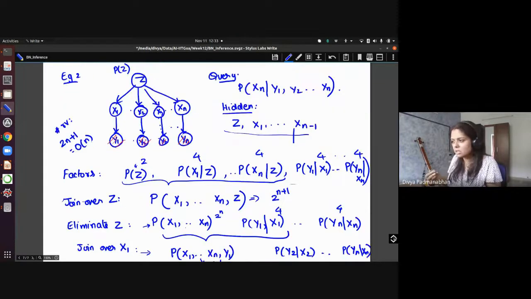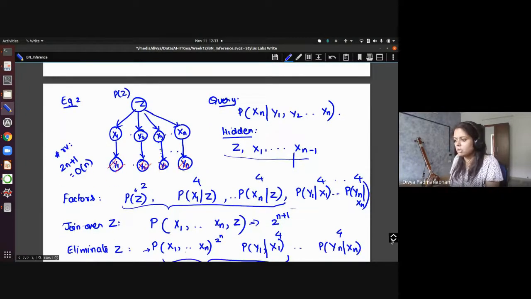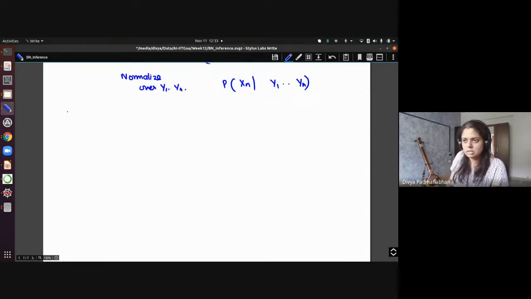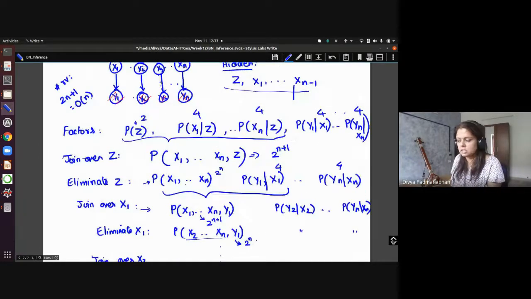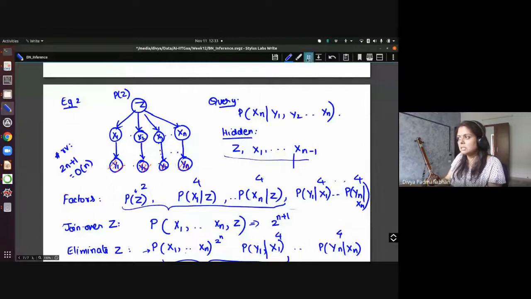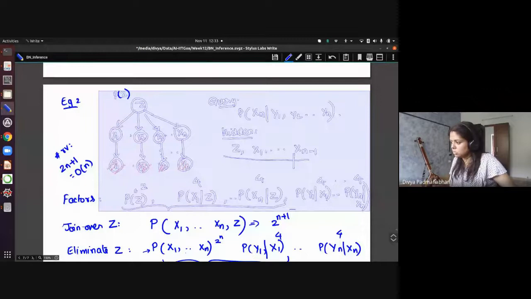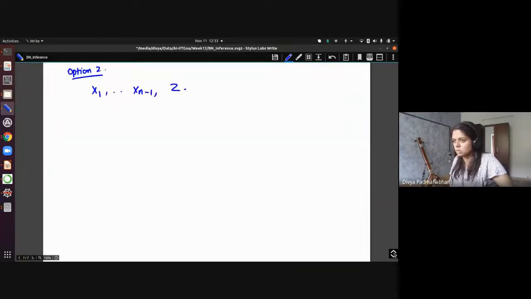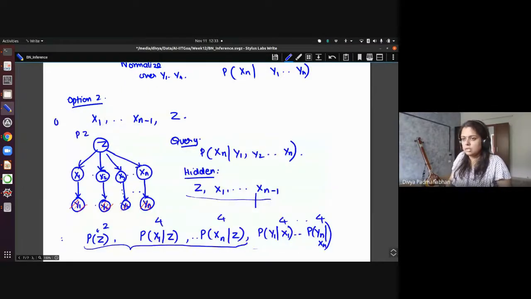But now let's try a different ordering. So maybe let's take x1 to xn minus 1 and z. Okay, so this is option 2. Option 2 is to take x1 to xn minus 1 and z. If you fix this as the order of join and eliminate operations, let me just take this as such. Just copy this down. Okay, so this is the order I'm fixing.